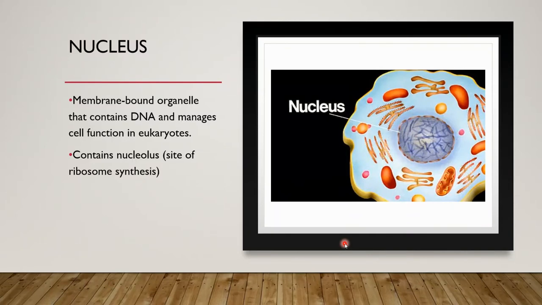Next important aspect of a cell is the nucleus, and of course, the cell we're speaking of is a eukaryotic cell. Nucleus is the control center. This contains something called the nucleolus, which is a site of ribosome synthesis that makes protein, and we'll get to that in a moment. But what is a nucleus? In fact, it's a membrane-bound organelle that contains DNA, which is deoxyribonucleic acid, and also manages cell function.